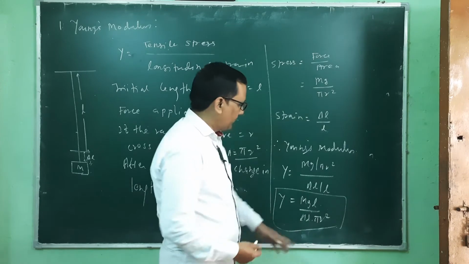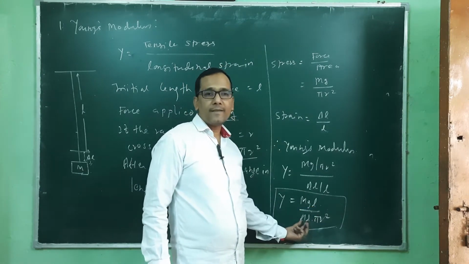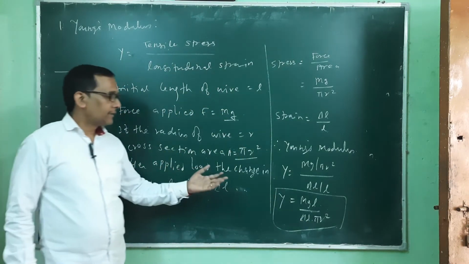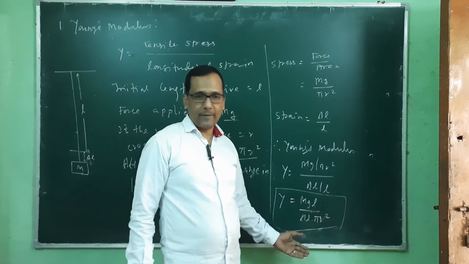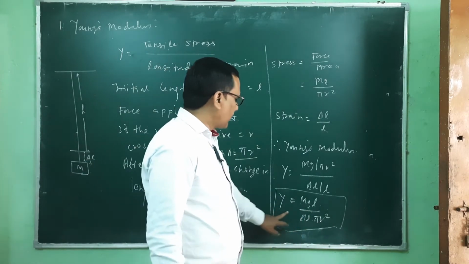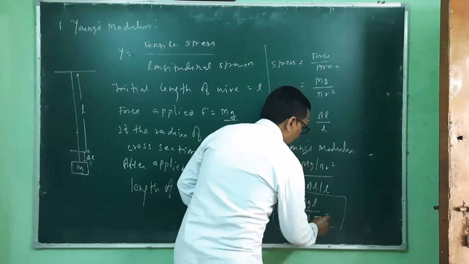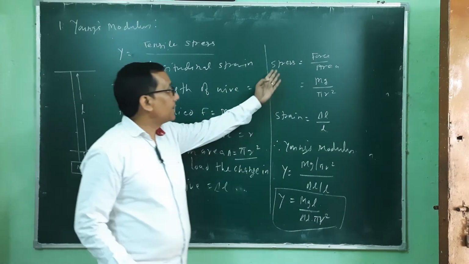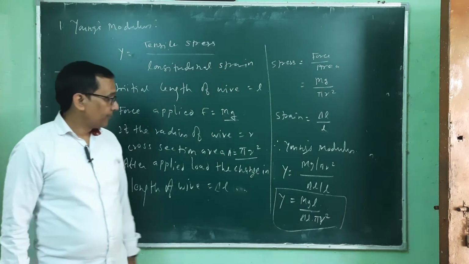In some books, this small l is represented as capital L, and this delta L is represented as small l. So small l is the change in length, and capital L is the original length. So the formula may look different. Young's modulus has the same units and dimensions as stress, because strain is a unitless and dimensionless quantity.